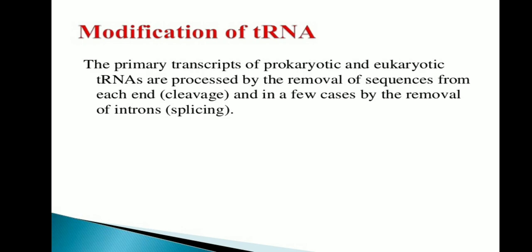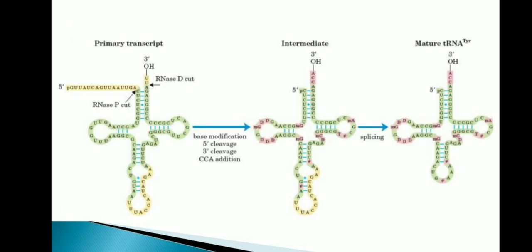Modification of tRNA. The primary transcripts of the prokaryotic and eukaryotic tRNAs are processed by the removal of sequences from each end, that is the cleavage, and in a few cases by the removal of introns, that is splicing. You can see here the base modification at the 3' cleavage or 5' cleavage, or cytosine adenine addition. So this codon also gets modified here, and thus the mature tRNA gets formed.